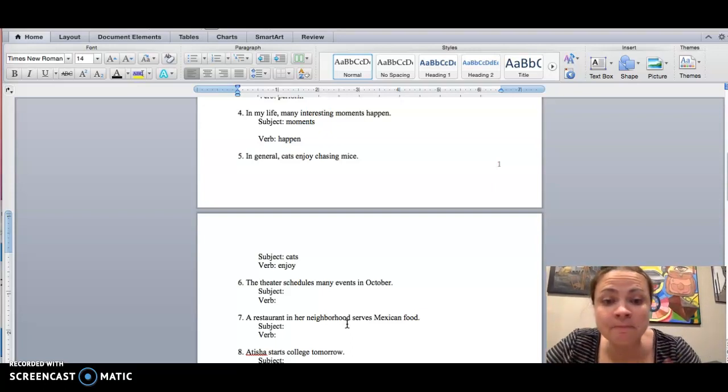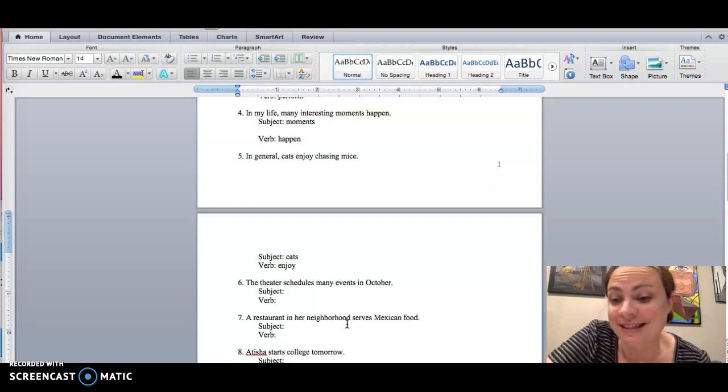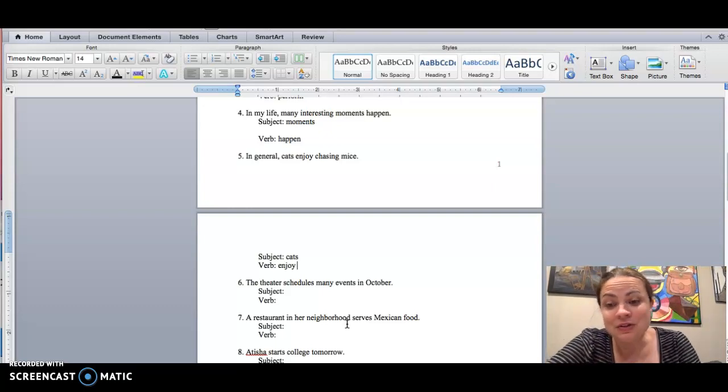So the last one, the theater schedules many events in October. Okay, so in this one, the verb is going to be schedules. That's the action. And the subject is going to be theater.